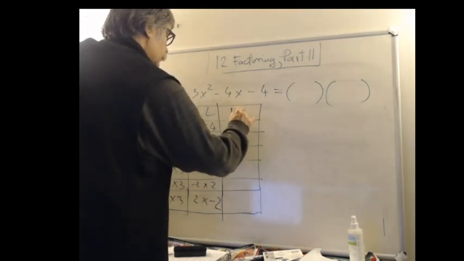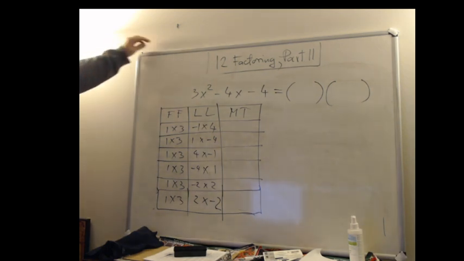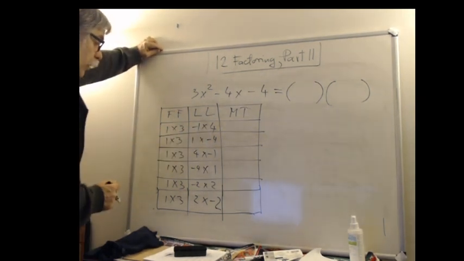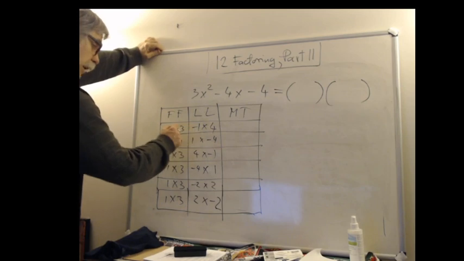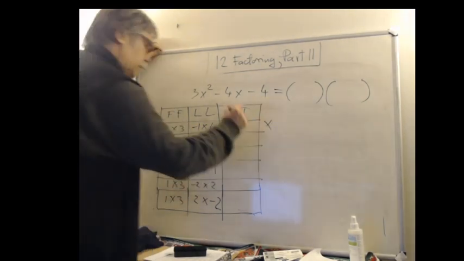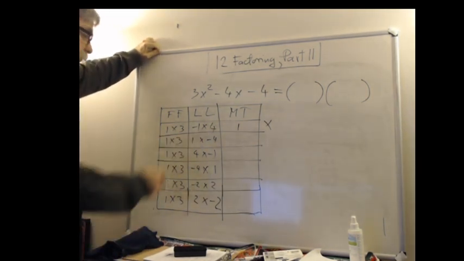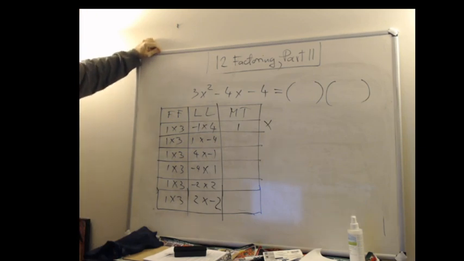Middle term check. Okay, let's see how lucky we are. Maybe we get it on the first, maybe you're going to get it on the sixth. So let's see how much luck I have. 1 times 4 is 4. 3 times -1 is -3, and 4 minus 3 is 1. No luck. Next one. 1 times -4 is -4. 3 times 1 is 3. That's -4 and 3, that's -1.